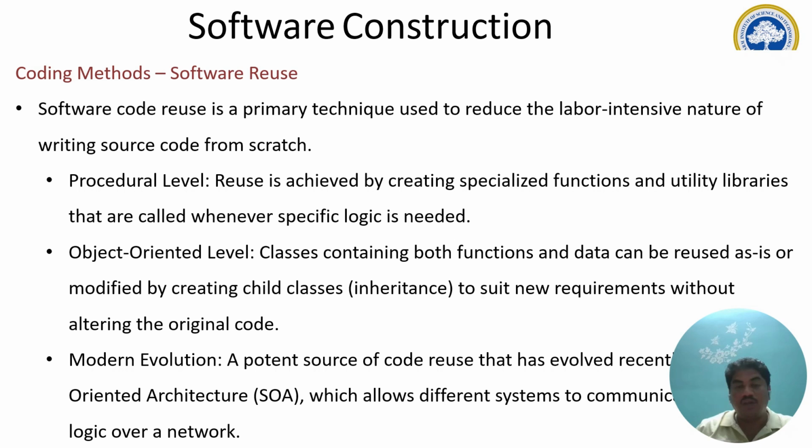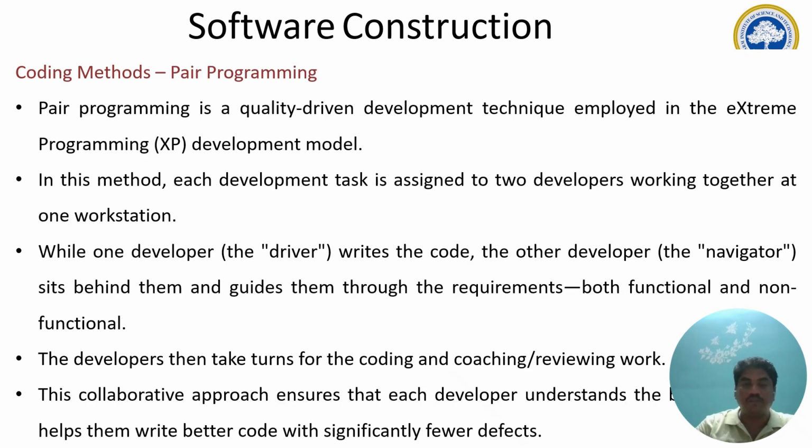At the object-oriented level, we can also use it, like a parent relationship. Classes containing both functions and data can be reused, and only where we need changes do we make them in that place. Otherwise, we can just take a parent class and make use of it. This is how we use software reuse. The other advantages of software reuse are that time and cost are also reduced.